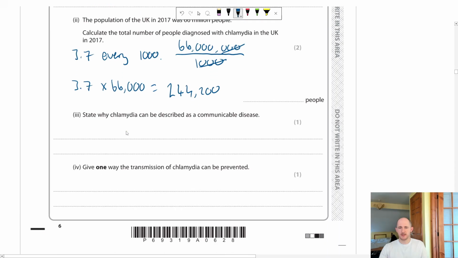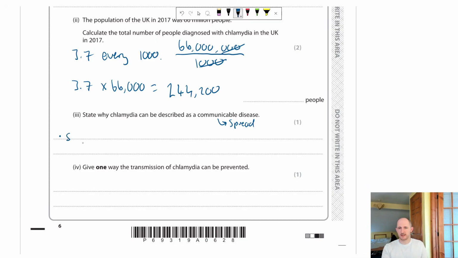Now, here's an interesting one. Well, there's two interesting ones. State why chlamydia can be described as a communicable disease. So what is communicable? Communicable means that it can be spread through contact between people. And in fact, that's actually the 1 mark answer you can give.